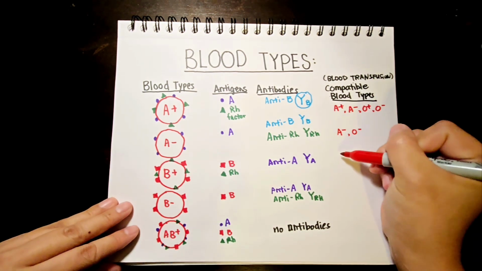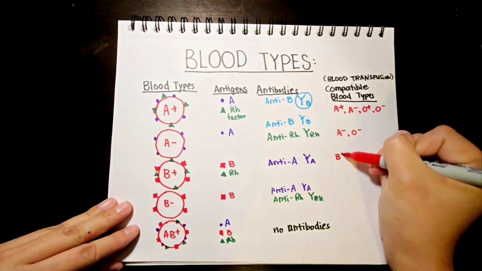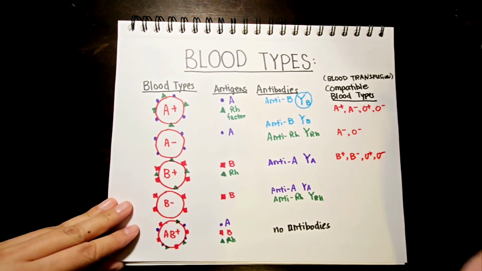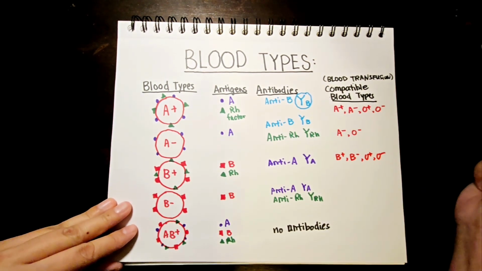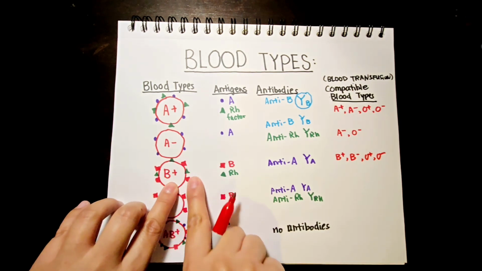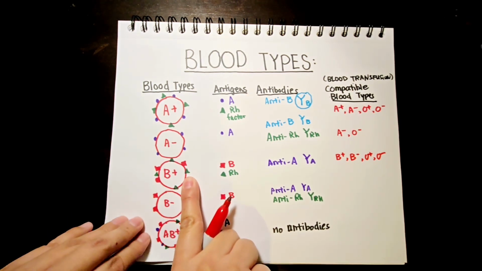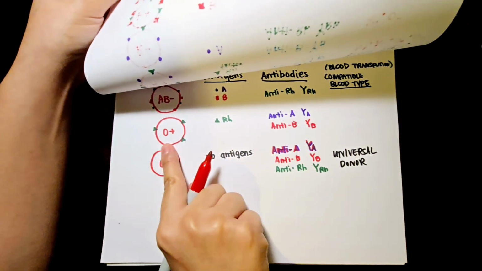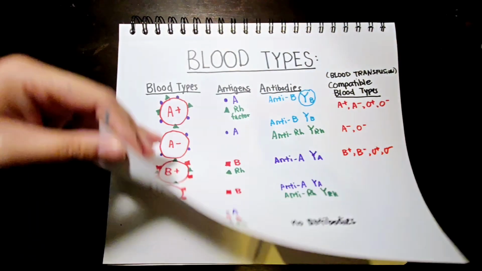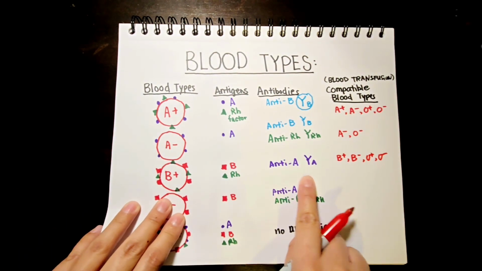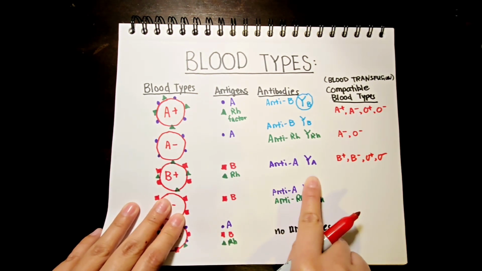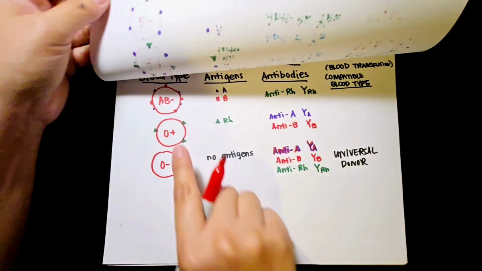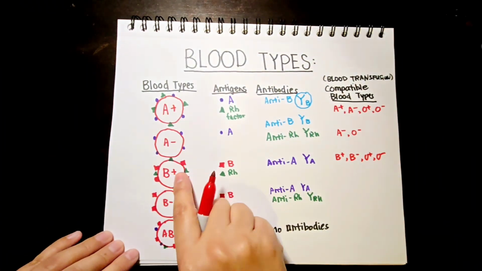For B positive blood type, it is similar to A positive. You can give them a B positive blood type, B negative, O positive, or O negative, because of the fact that they have antigen B, antigen Rh. This is why you can give both B and O. Again, O has no surface antigen in terms of A and B. And because this B positive individual does not make any antibody against Rh, you can give the negative blood type as well, and positive blood type.